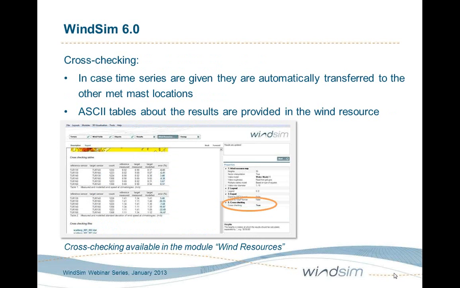A nice post-processing feature which we have created is the cross-checking. In case you have given time series to the program, they are automatically transferred to the other MetMast locations, and we output an ASCII table of the results in the wind resource module. So you can easily see how well one MetMast can be transferred to another MetMast and get an idea about the accuracy of your model.